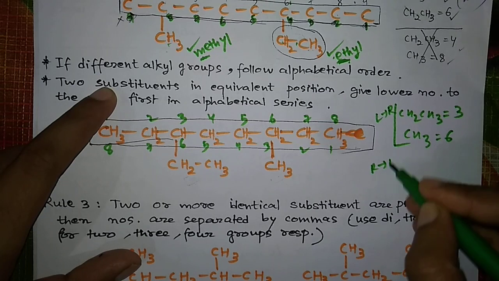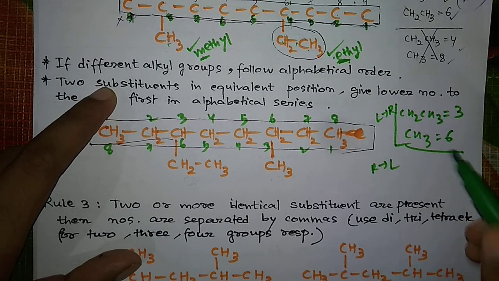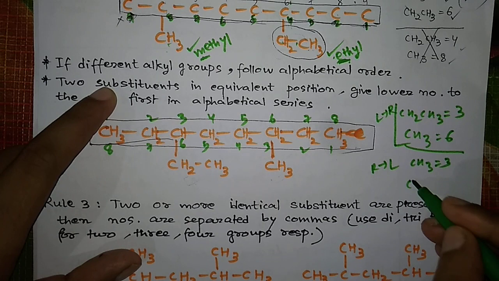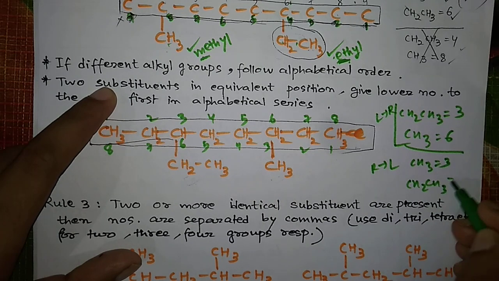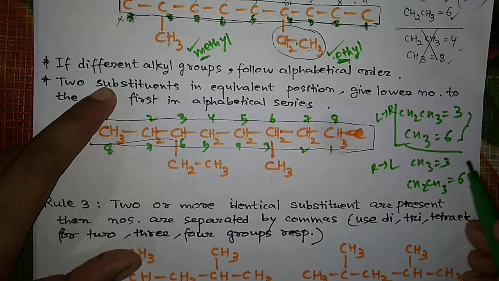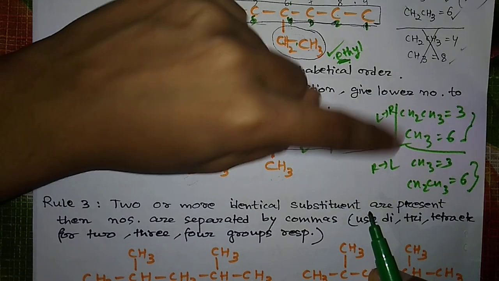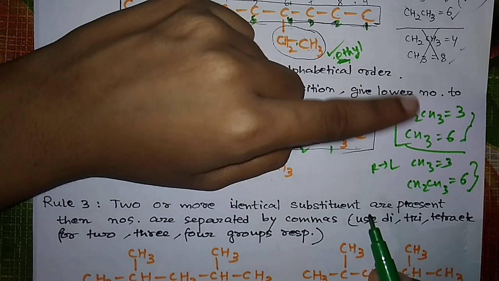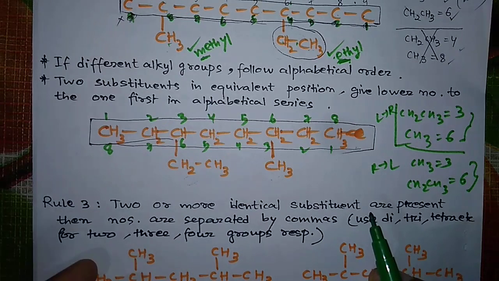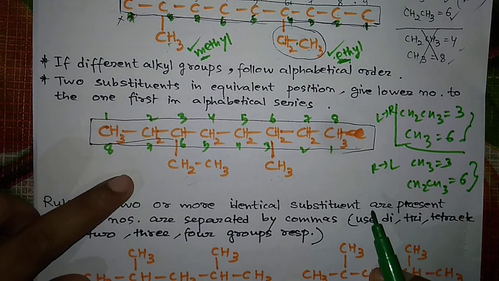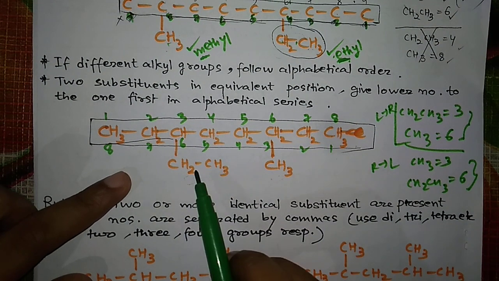And when we do from right to left, what is happening? This methyl is getting number 3 and the ethyl is getting number 6, right? So now you see that both the numbers are same. Now how to judge which numbering to take, because in both the numbering is the same? So how to judge which numbering you have to take, right? So then comes the alphabetical order. Okay, because from both sides it is the same, right?